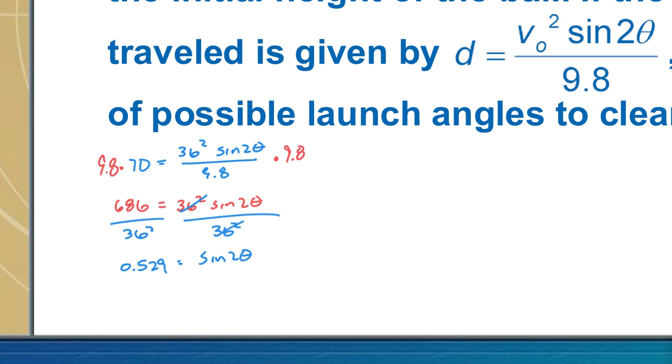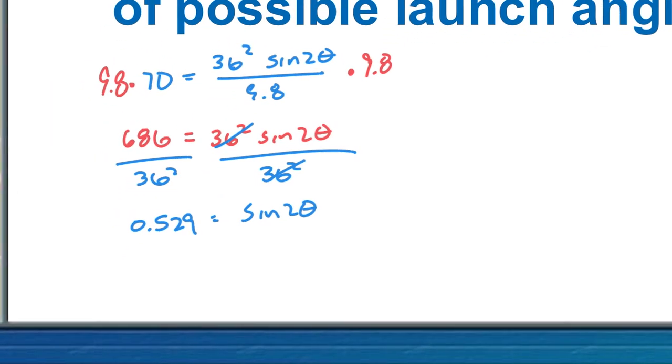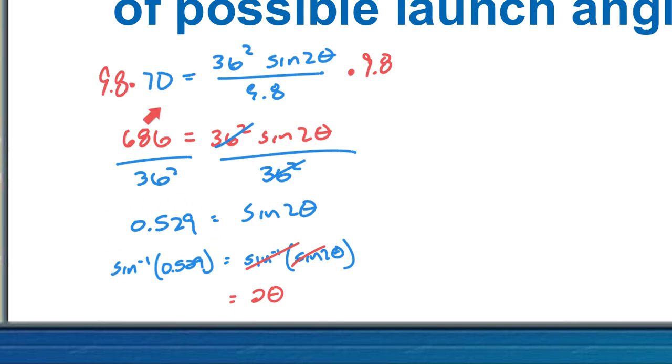Okay, so now we got to take the inverse sine of that. So we're going to do inverse sine of 0.529 and inverse sine of 2 theta. The right side, they just cancel out and we get 2 theta. The left side, if I do inverse sine, and if you kept the answer to this question here, 686 divided by 36 squared, if you kept that on your calculator, don't type in inverse sine of 0.529, type in inverse sine of the answer, okay? That'll give you more exact.